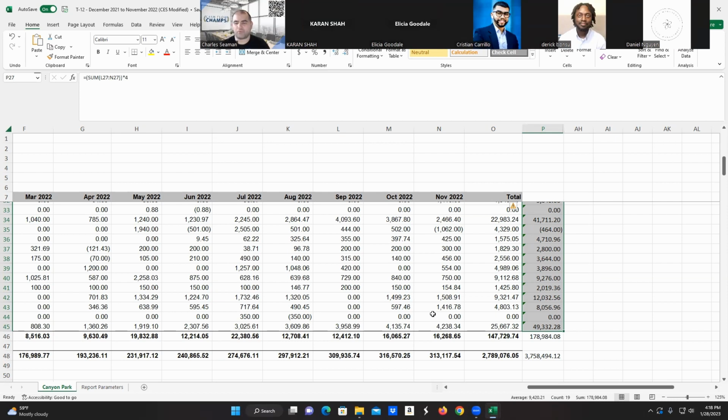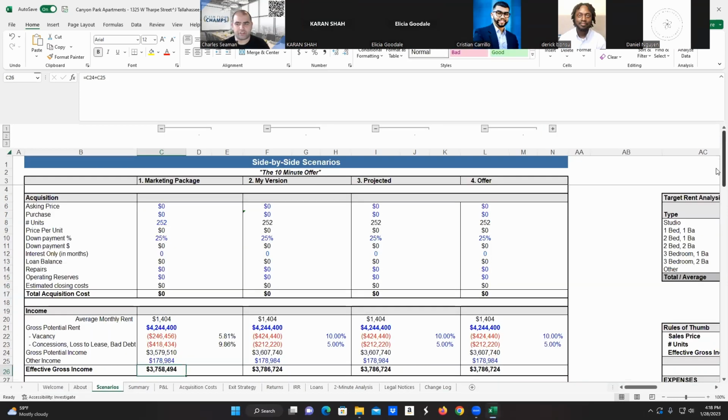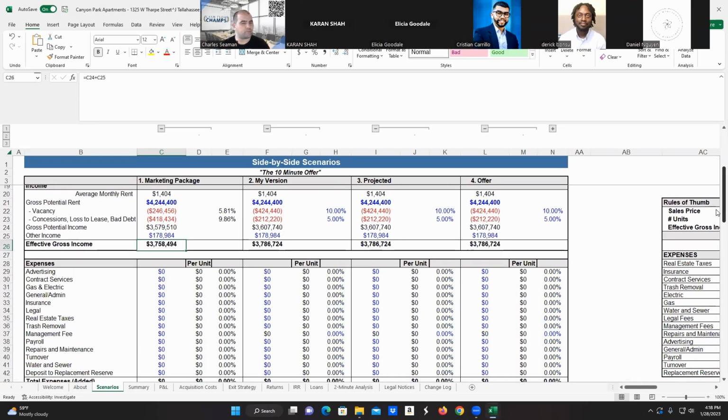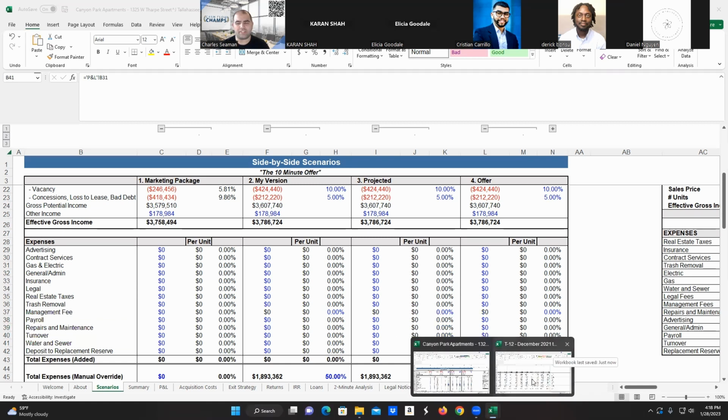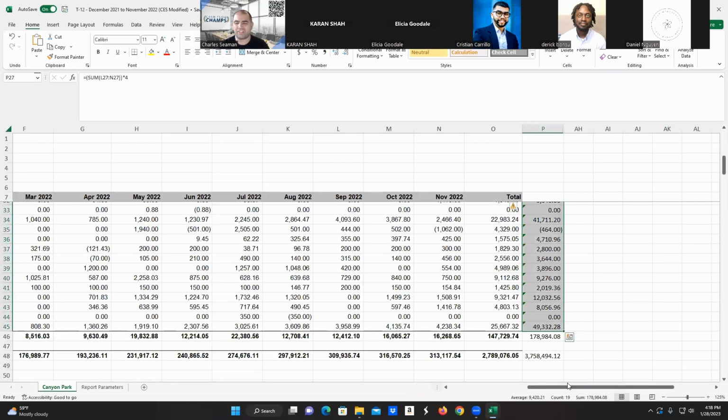Okay, so now we're going to go through the expenses. On the expense side, items we're focusing on here are advertising, contract services, gas and electric, general admin, insurance, legal, real estate taxes, trash removal, management fee, payroll, repairs and maintenance, turnover, and water sewer. So everything we see in the T12 is going to fall into one of these line items.